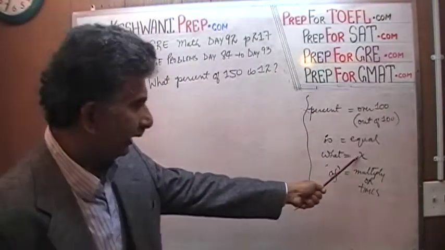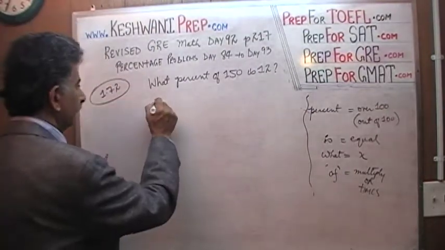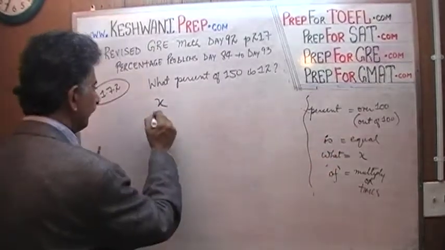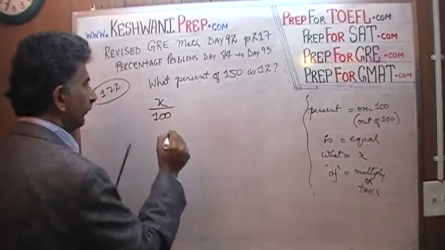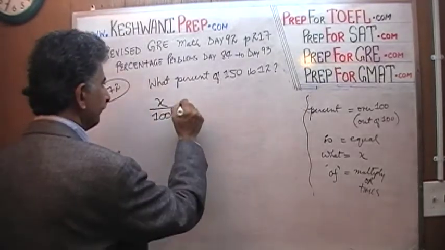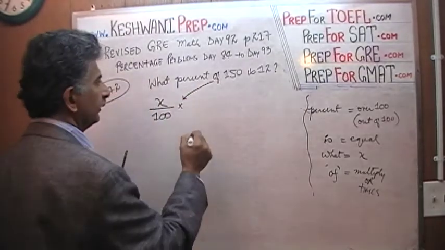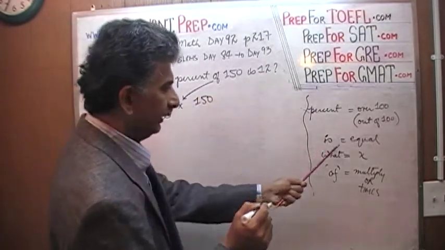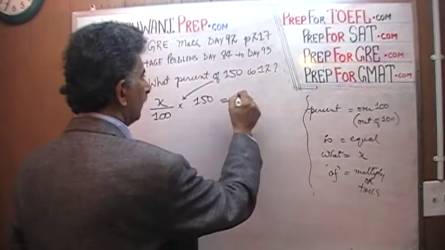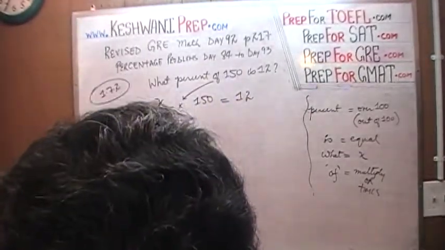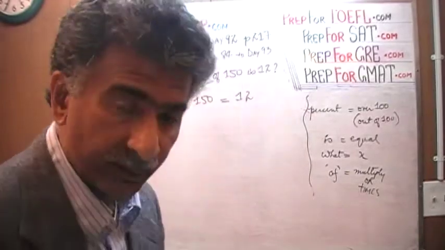What means our unknown x. Percent means out of 100. Of means multiply. This is the of part. 150. Is means equal. 12. That's it. Now all you have to do is simplify it. The equation itself is correct.